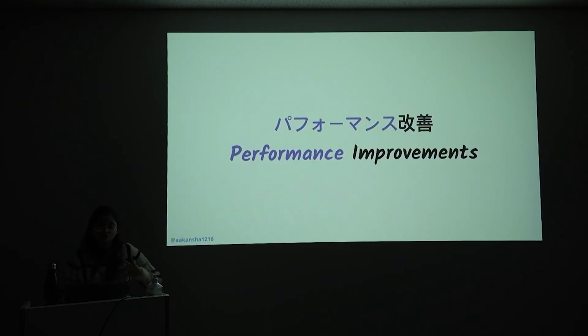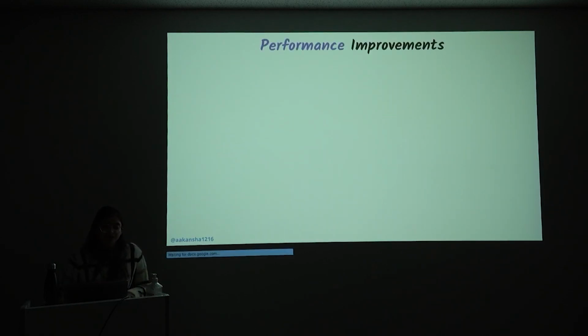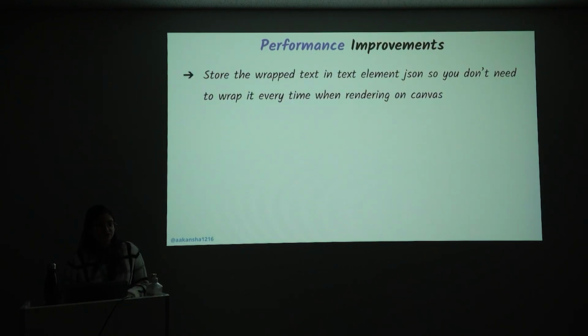And with this, I would like to talk a little bit about the performance improvements which we can do to make our algo and feature faster. So we can store the wrapped text in the text element JSON as well. Let's say when you are just moving the containers, you don't need to call the wrapping algorithm every time. So this is an optimization layer.